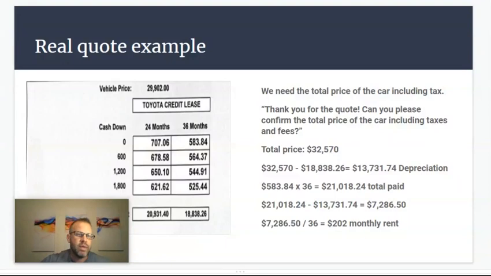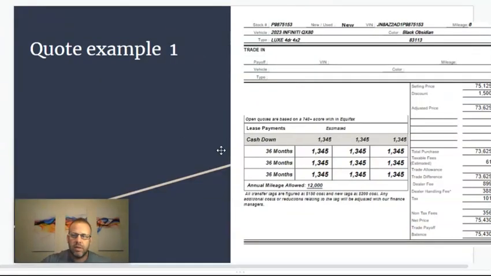I actually had a quote like that previous. Let's look at one of our previous examples. It looks like this over here, where it had like the selling price up here and then the taxes, the fees and everything, and then the total price at the bottom. But this quote over here that we're working with, they didn't give us that.